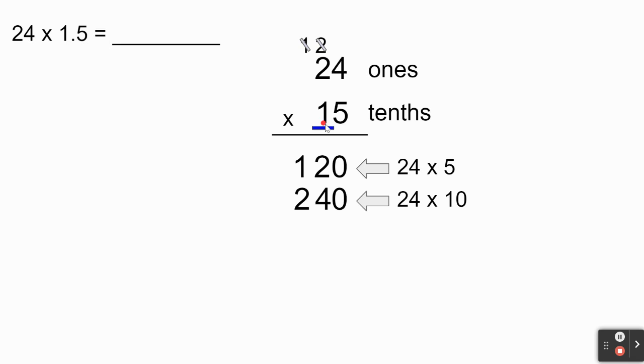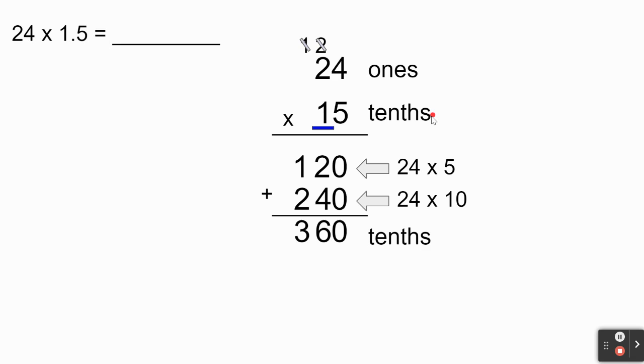We can go ahead and add these products together, starting in the ones place. 0 plus 0 is 0. 2 plus 4 is 6. And 1 plus 2 is 3. Now we're going to multiply the place values. Ones times tenths is going to be tenths, since anytime we multiply by ones, it's always the other factor.